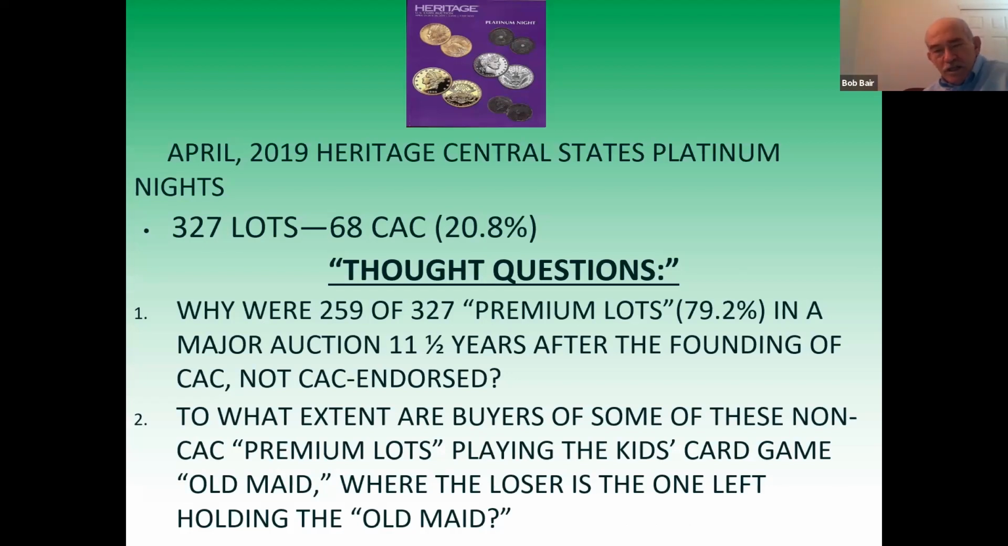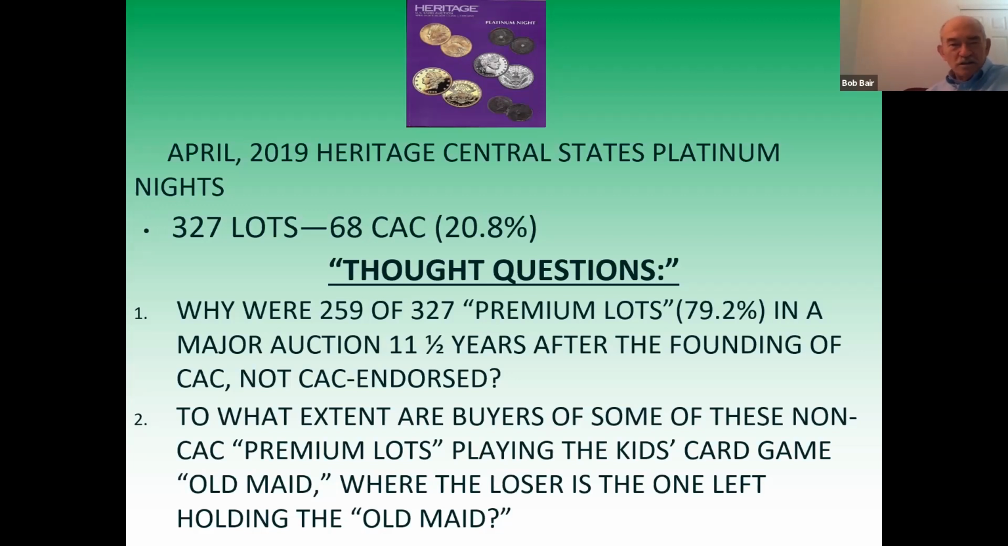Okay, we come to this one. I received the Heritage Central States Platinum Nights auction catalog and was sitting on my sofa, paging through it. That's what I do when I get the catalogs. I look at all the coins on all the pages to see what's in there. And it started to strike me, geez, there aren't very many CAC coins in here. What's going on? After I'd gone through the whole catalog and didn't see very many, I thought, I've got to count these up. It turned out that out of 327 lots, there were 68 that were CAC'd. That's 20.8%. That's pretty low.